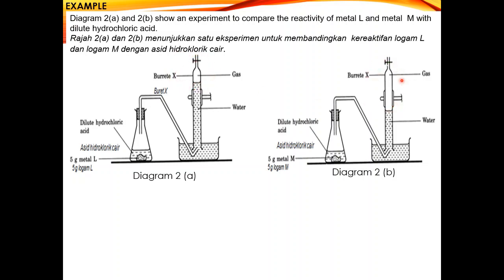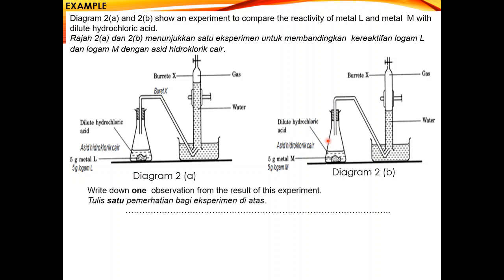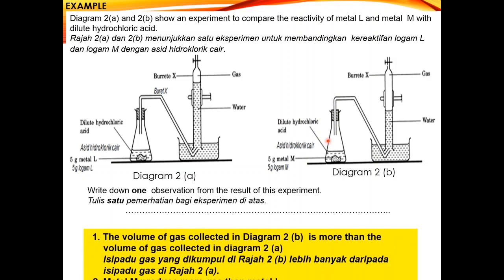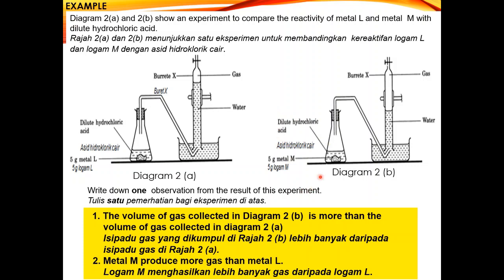Which one is more, which one is less. And then you can see the next one is the water level. So actually you can write down, the first one, what you can write? You can write the volume of gas collected in diagram 2B is more than the volume of gas collected in diagram 2A. Or you can write down metal M produces more gas. You see that metal M produces more gas than metal L.